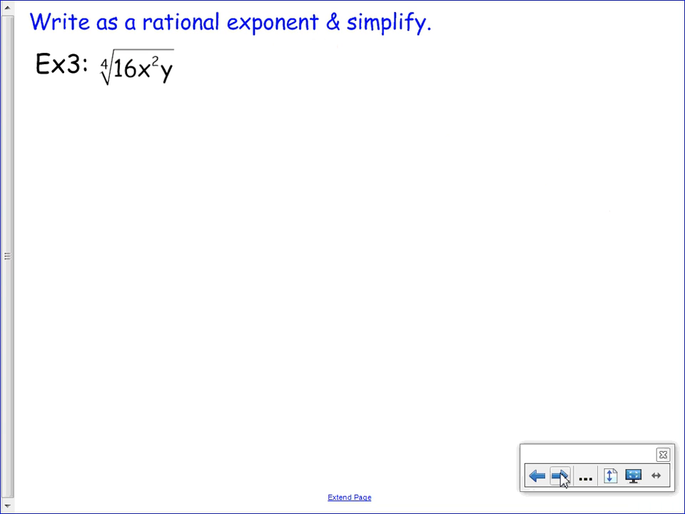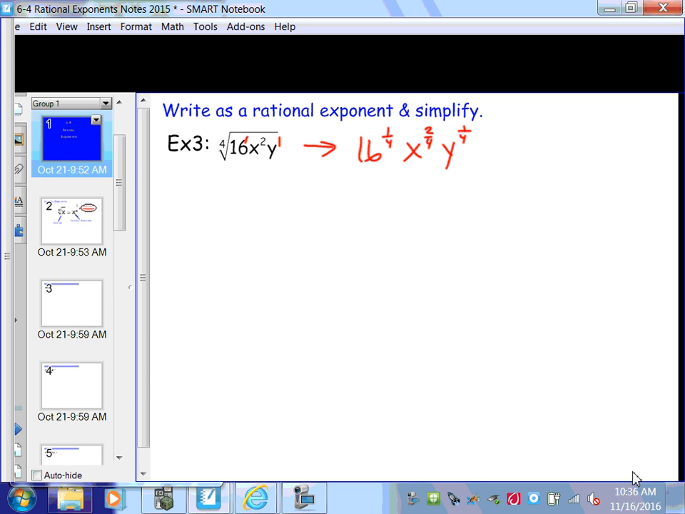All right. 16 has an exponent of 1. Y has an exponent of 1. X is 2. Right? So we have 16 to the 1/4, x to the 2/4. And I noticed we already simplified it again. That's awesome. And y to the 1/4. So I was just trying to show each step individually.